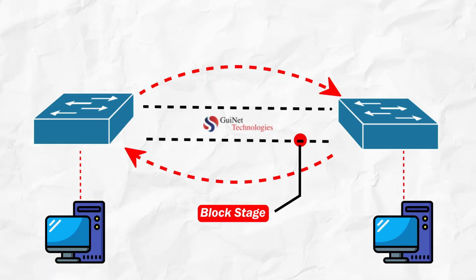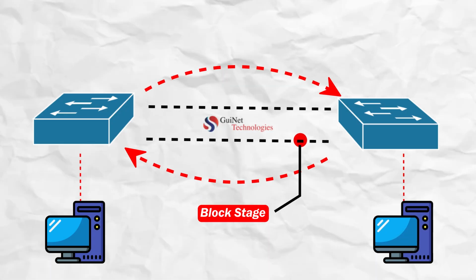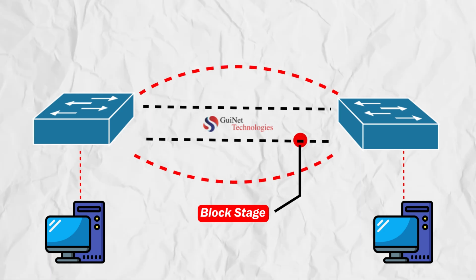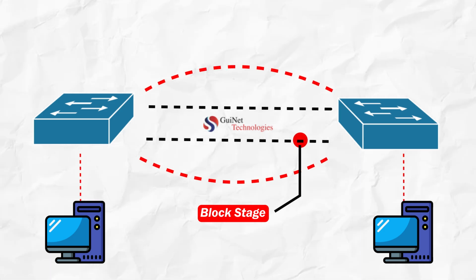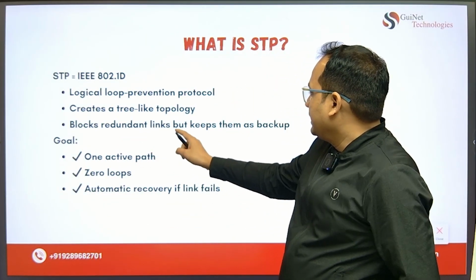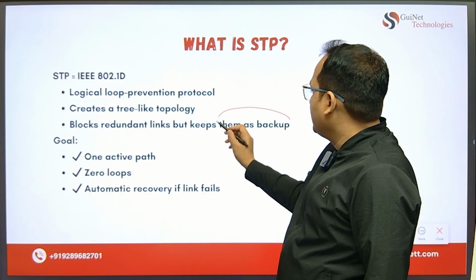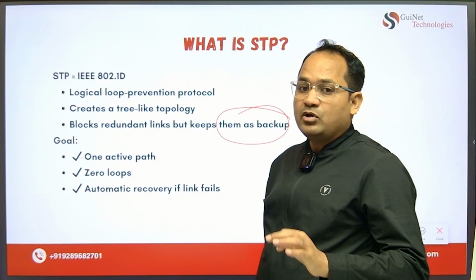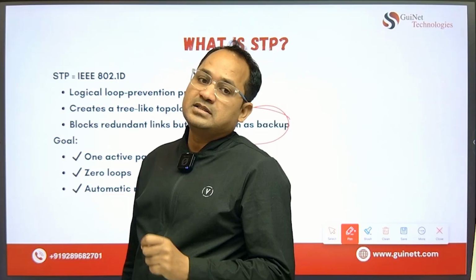But in case this link fails for any reason, it will use the other link to transfer the data. This link acts as a redundant link. As mentioned, it blocks the redundant link but keeps it as a backup. Whenever needed, it is activated for redundancy purposes.